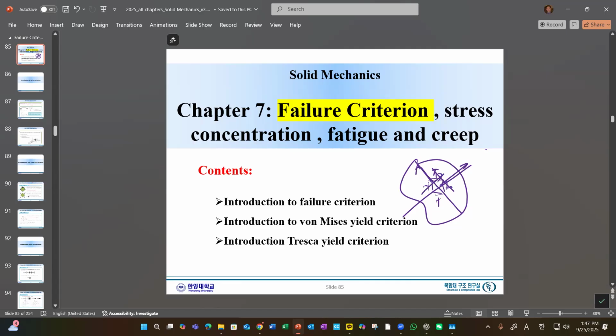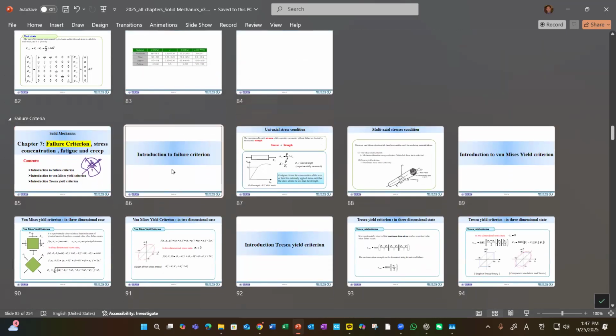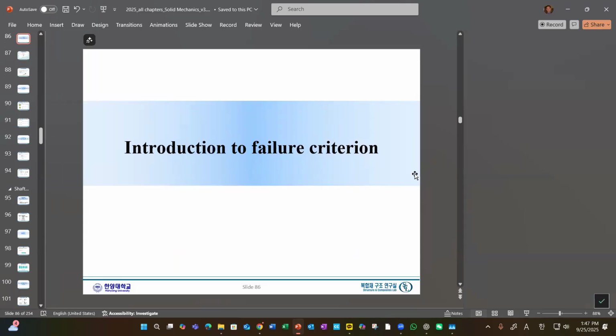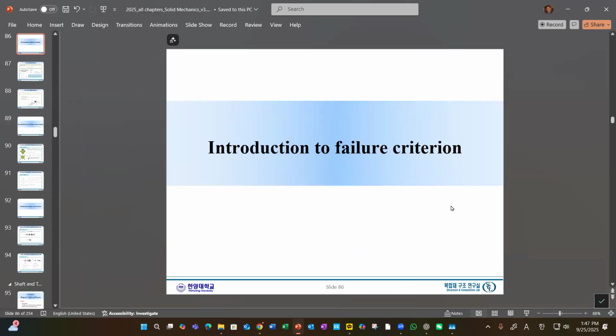And this is a plane, and then also we have another vertical plane, with a normal and shear. Anyhow, the question is: will this material fail or not? That's the question we'd like to answer. So this is the failure criteria. The concept is very simple, okay? Failure criterion, why do we need to learn it? We'd like to answer the question of whether the material will fail under a certain stress state or not.